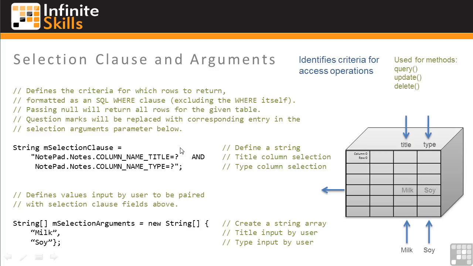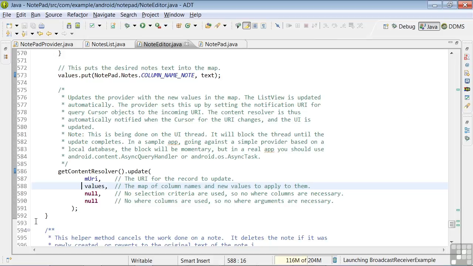Note that the selection clause is a string, and the selection arguments are a string array. The selection arguments can be null if the URI singles out a specific row. The Notepad sample app doesn't have any examples of non-null selection parameters. In the Note Editor Java code at statement 586, we have an example of an update method with null values for selection parameters. And in this case, the URI specifies an identifier for a specific row.